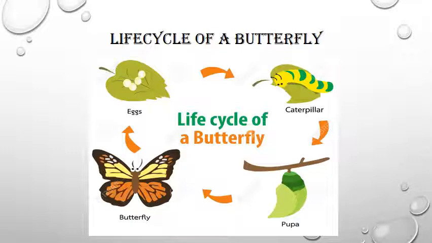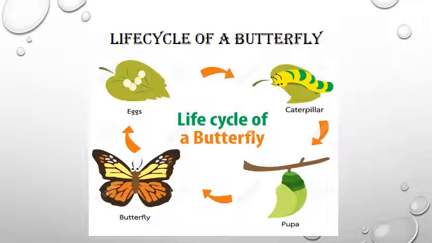But after some time, this caterpillar stops eating and makes a cover for itself, which is called a cocoon, and covers itself inside the cocoon. This resting stage is known as pupa.